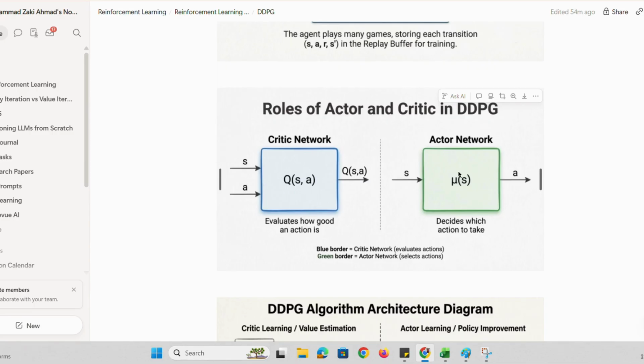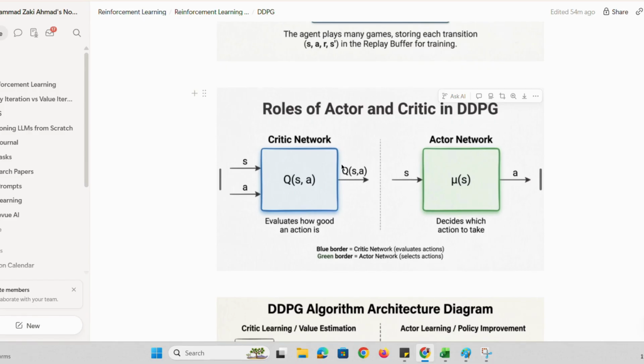Same goes for the actor network. The promise of the actor network is that if you give me a state, I'm going to predict the best action that you can take from that state S. So the input is state and the output is A, an action. I want you to really think about these inputs and outputs and remember them. The input to a critic network is a state and action, and the output is the Q value of that state action pair. The input to an actor network is the state, and the output is the best action A from that state S.